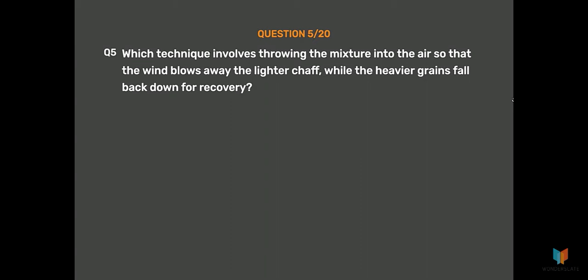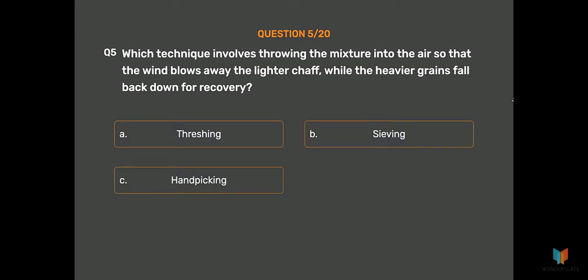Question number 5. Which technique involves throwing the mixture into the air so that the wind blows away the lighter chaff, while the heavier grains fall back down for recovery? Option A. Threshing. Option B. Sieving. Option C. Hand picking. Option D. Winnowing.